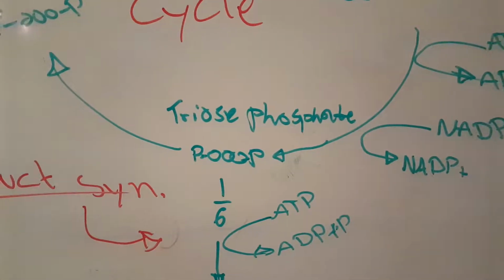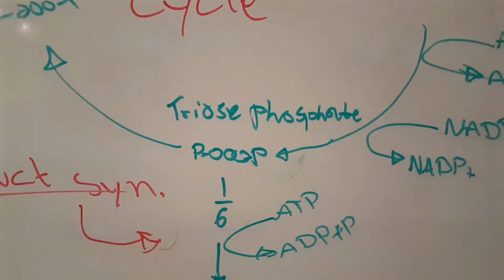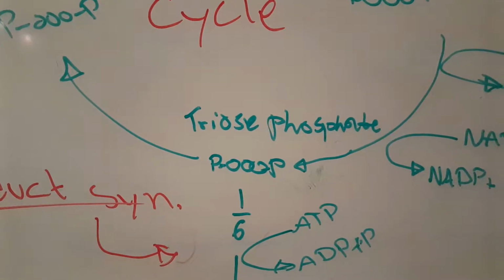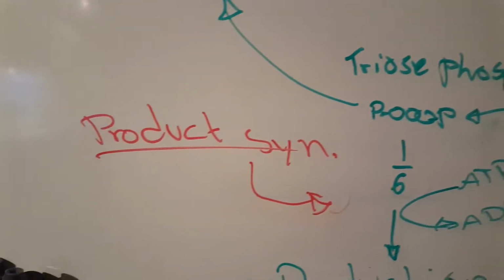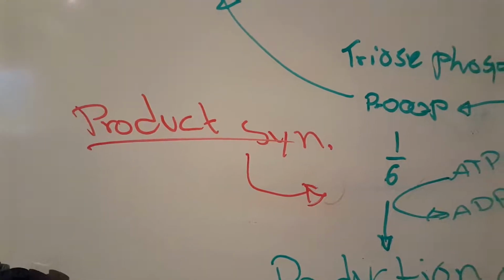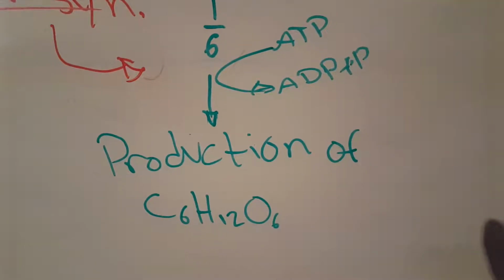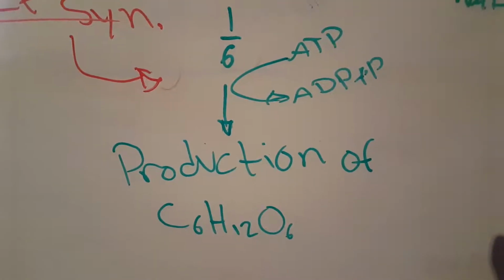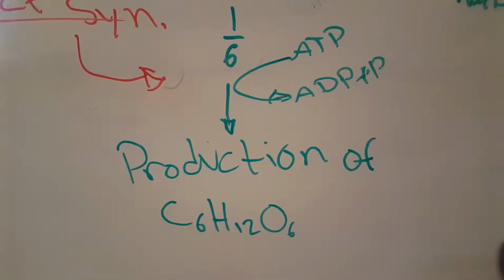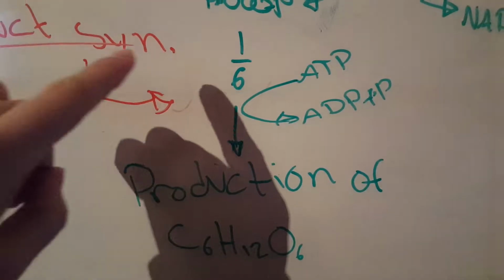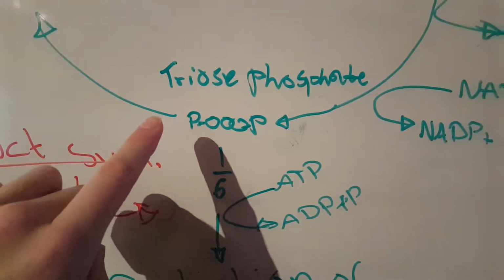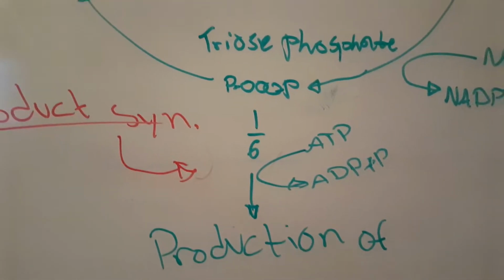Triose phosphate can then take 2 routes from here. It can either do product synthesis. This again costs energy in the form of ATP and helps with the production of sugar, C6H12O6. However, only 1/6 of the triose phosphate molecules go this way.